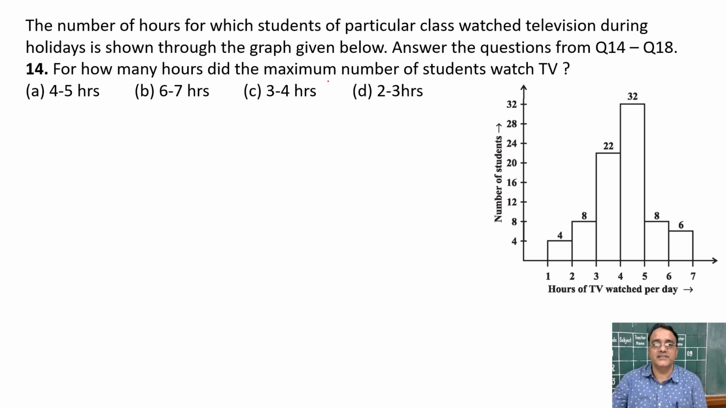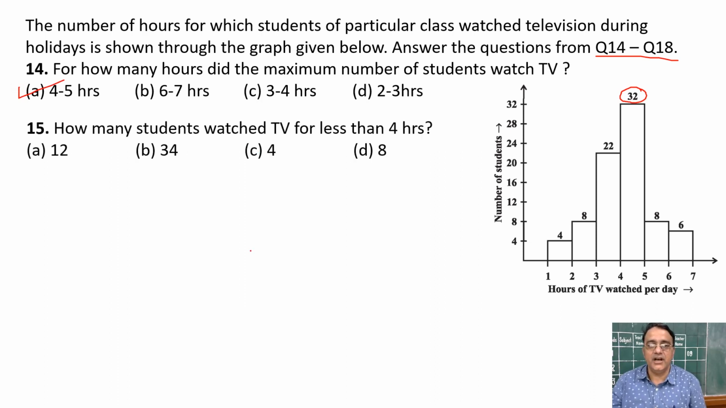The number of hours for which students of a particular class watched television during holidays is shown through the graph given below. Here, answer the question from 14 to 18. So this is 14th question. For how many hours did the maximum number of students watch TV? See, this is hours. सबसे हाईएस्ट कौन सा है? ये 32. ये कौन से रेंज में है? 4 to 5 hours. Right, 4 to 5 hours. So correct option is A.